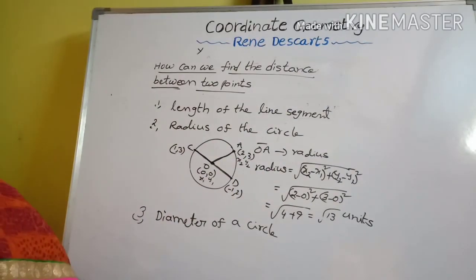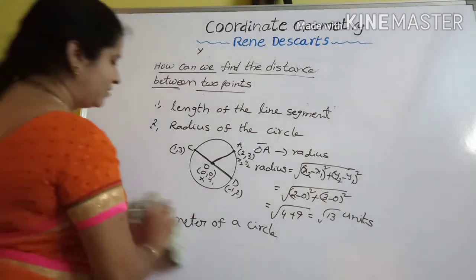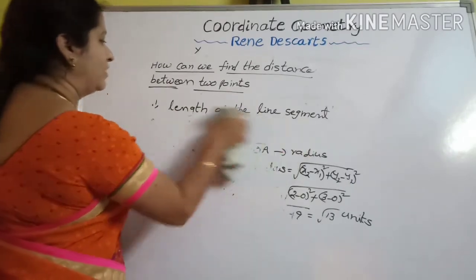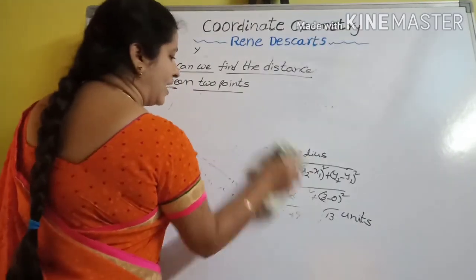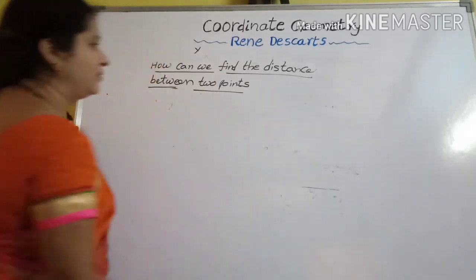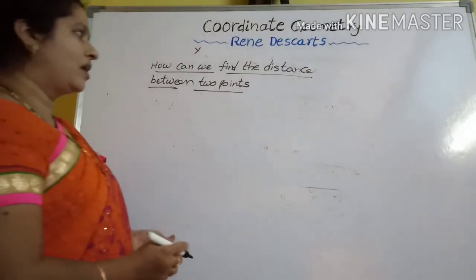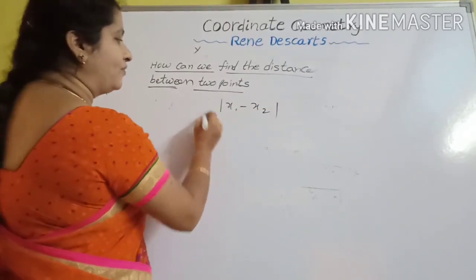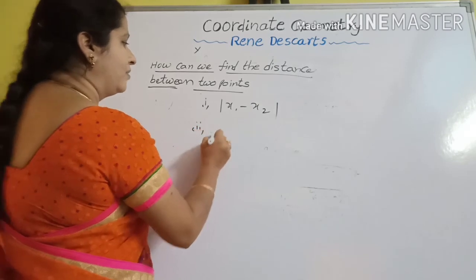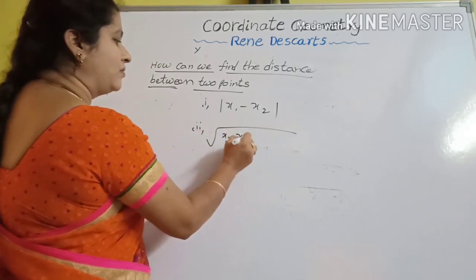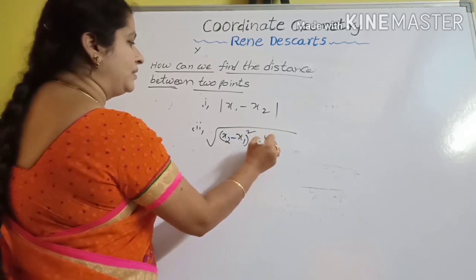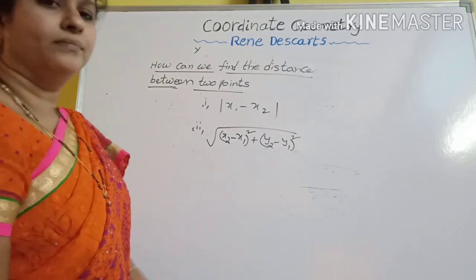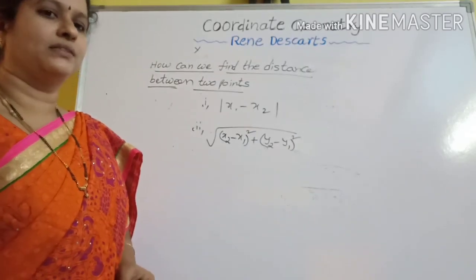Okay. So here we observed two types of formulas for distance. First one is modulus of x1 minus x2 or y1 minus y2. Our second formula is square root of (x2 minus x1) whole square plus (y2 minus y1) whole square. So this is all about the distance between 2 points.